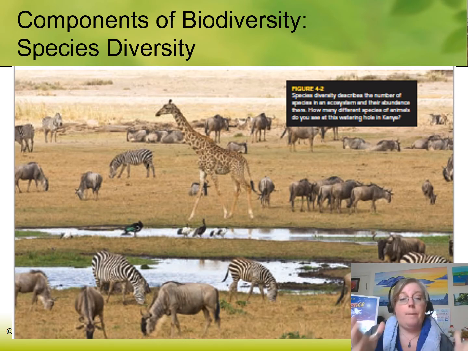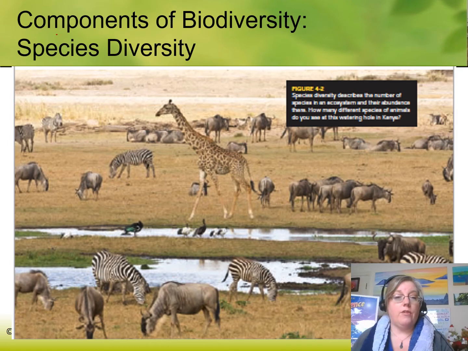Now if we think of abundance, the most abundant species in this picture is the wildebeest, right? There's just that one giraffe. Abundance means how many there are, and variety means how many different kinds. But all of these go together for species diversity.